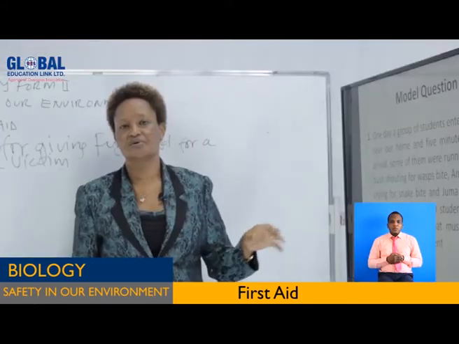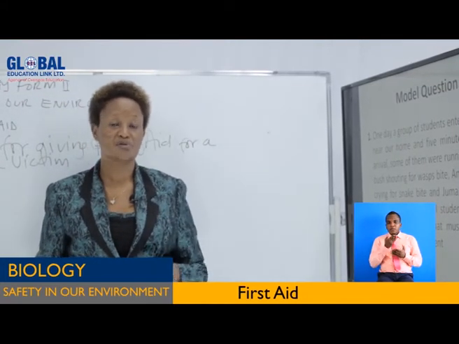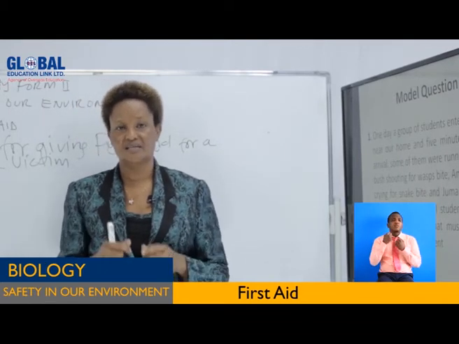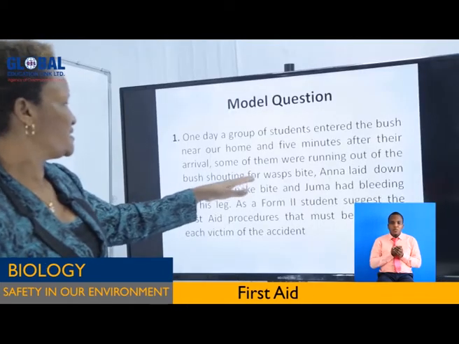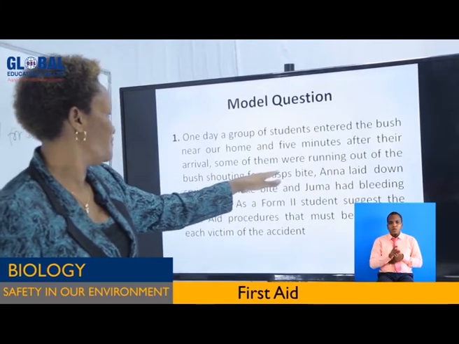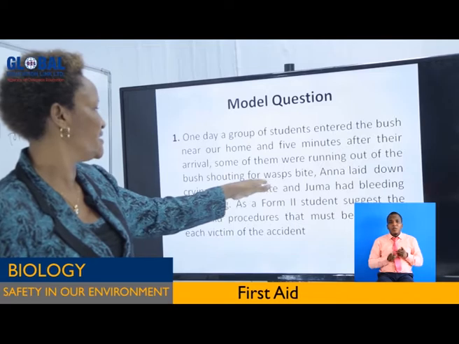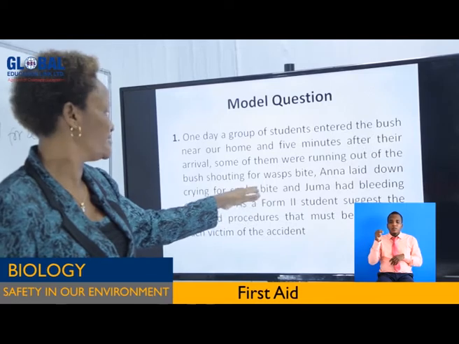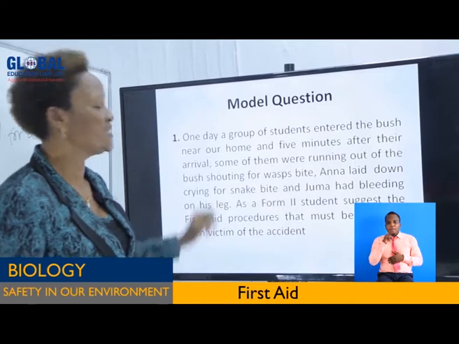You know, this kind of question, if you come across it in the exam, most of the students find it very difficult, but actually it is not difficult. Let us go together now and try to answer it. If you look at it very closely, you will see that some of these students were running out of the bush shouting wasp bite. So here there is the issue of wasp bite. Anna was lying down crying for snake bite. Here there is snake bite. And also Juma had bleeding on his leg.